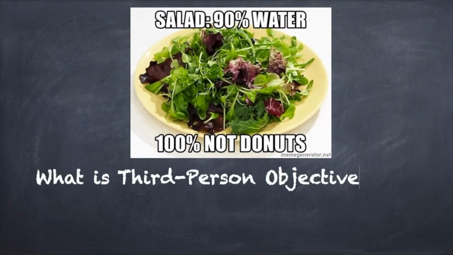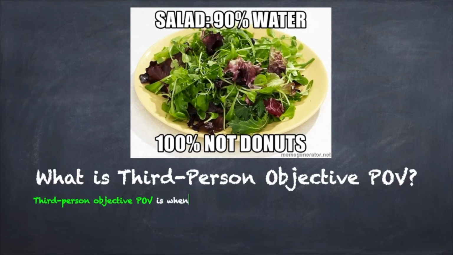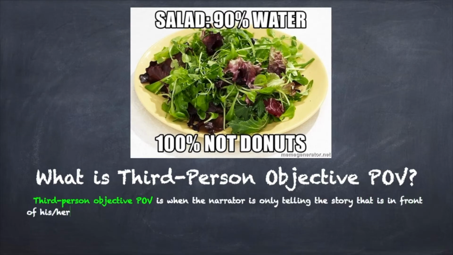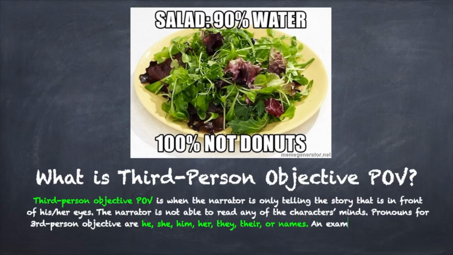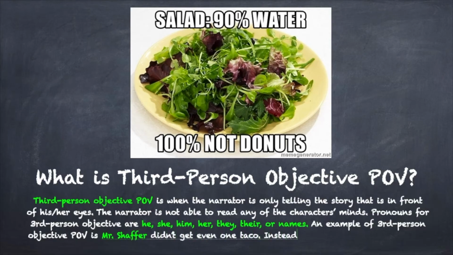What is third person objective point of view? Third person objective point of view is when the narrator is only telling the story that is in front of his or her eyes. Remember, the narrator is not a character in third person. In fact, the narrator is not able to read any of the characters' minds in third person objective. Pronouns for third person objective are the same pronouns that you're going to see in any third person story. He, she, him, her, they, their, or character names. An example of third-person objective point of view is, Mr. Schaefer didn't get one taco. Instead, he had to eat leftover salad. Aww.